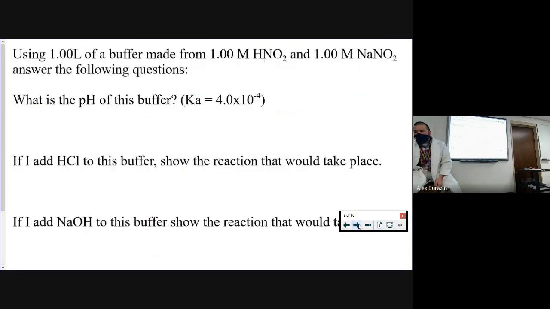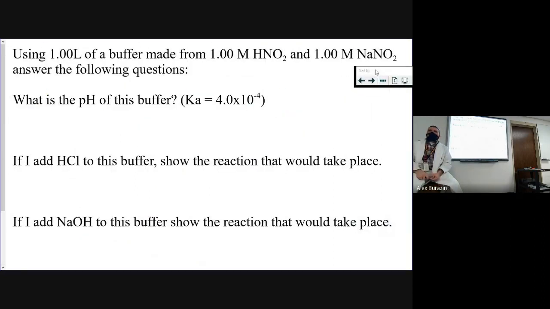But anyway, all right, let's do a couple more problems, a couple more things to think about. Using 1 liter of a buffer made with HNO2, that's nitrous acid, it's weak. HNO3 is nitric acid, that's the strong one. So we got the weak one, that's good, otherwise it wouldn't be a buffer. 1 molar HNO2 and 1 molar NaNO2, sodium nitrite. Answer the following questions. What is the pH of this buffer?